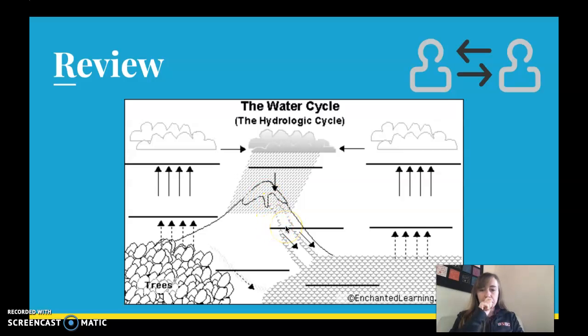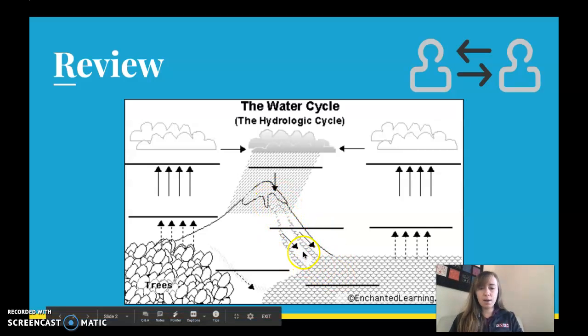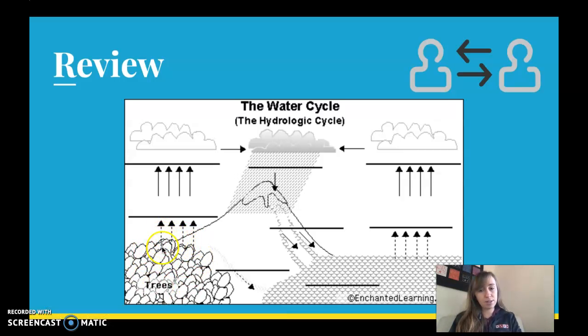Then on the surface of the mountain here, you're seeing water runoff happen. And let's see. Oh, over here, trees, this is similar to evaporation, but it's coming out of plants. So that's transpiration. Again, that's liquid water turning into water vapor. Here we have condensation again.